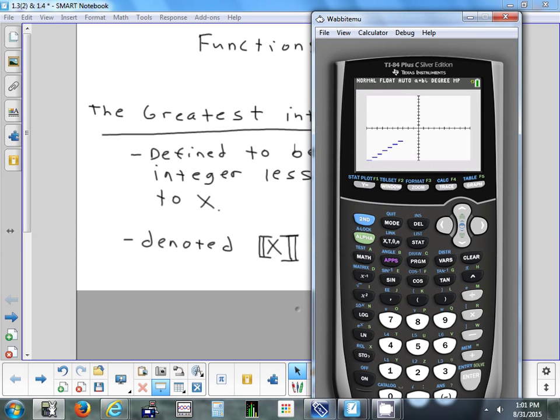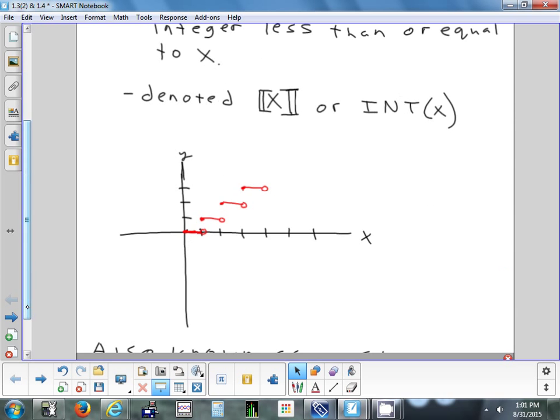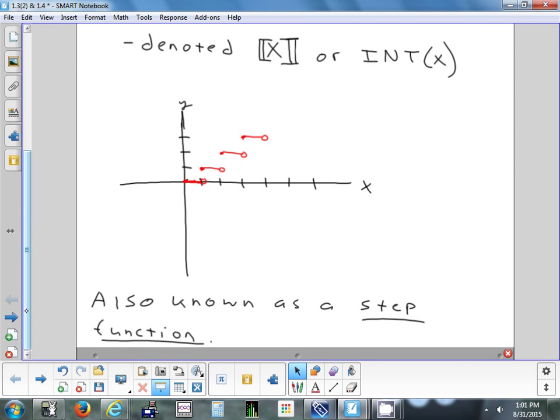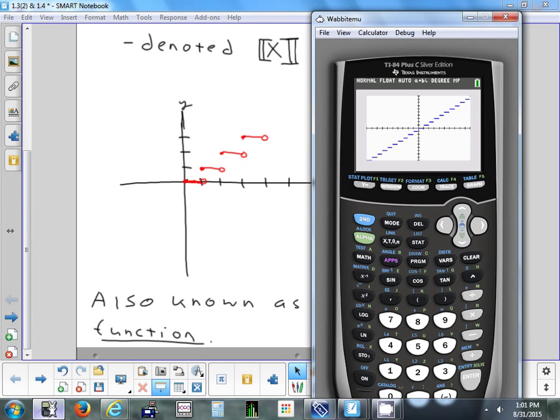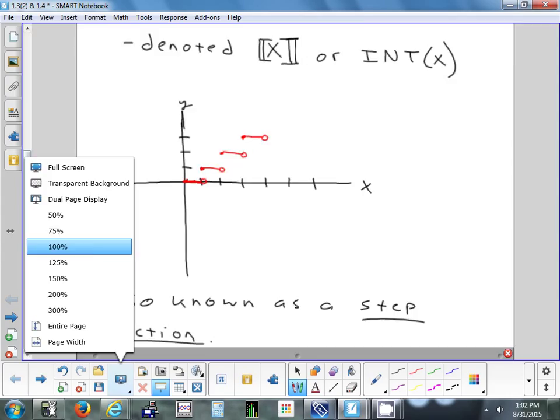Since it looks like a set of stairs or steps, it's also known as a step function. If we were going to sketch it properly, we have to be careful with the endpoints of each step. Do you include the endpoint of the step, or don't you include it? Well, let me zoom in a little bit here.